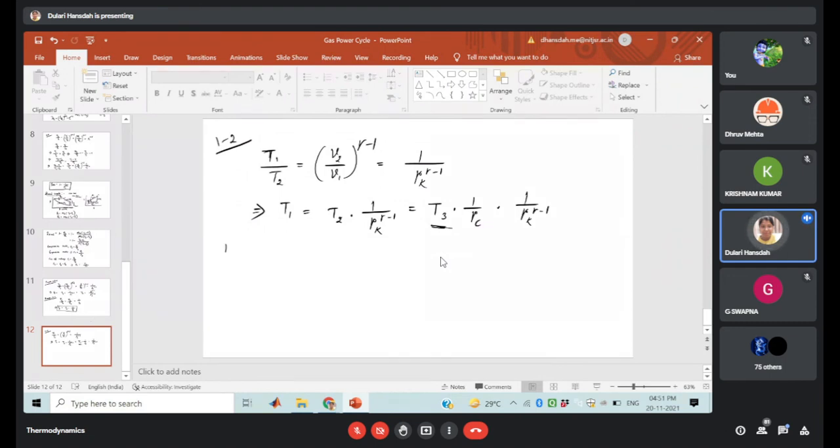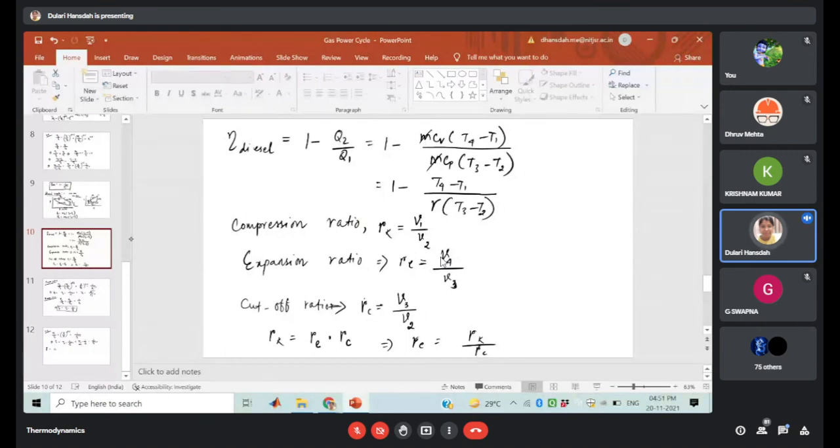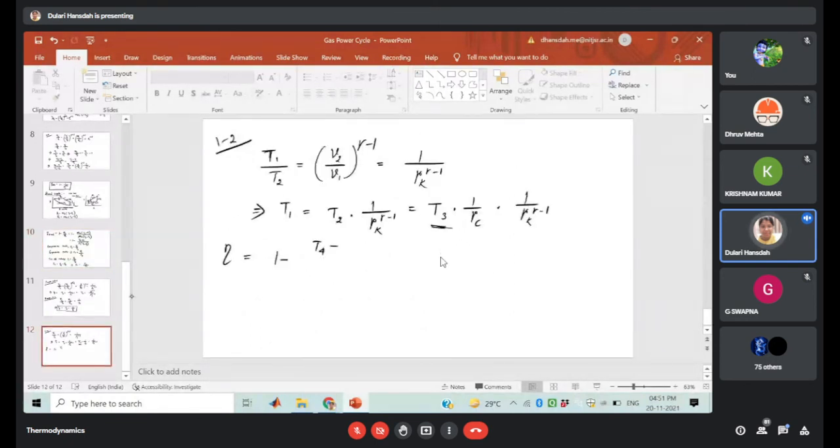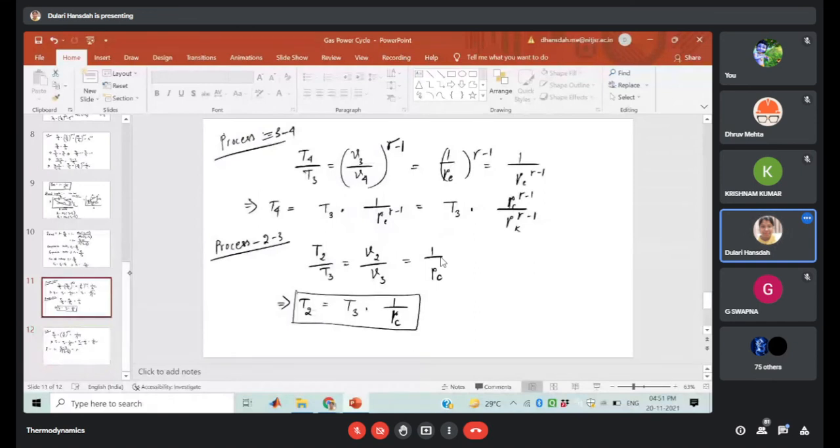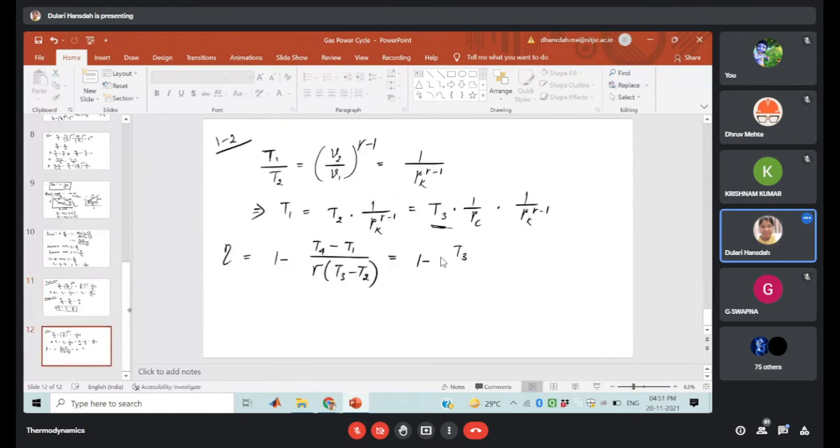So now I can write down that efficiency formula, that is 1 minus (T4 minus T1) upon gamma (T3 minus T2), right? So this will be equal to 1 minus, in place of the T4 I can write the equation T3 into Rc to the power gamma minus 1 upon Rk to the power gamma minus 1, right?